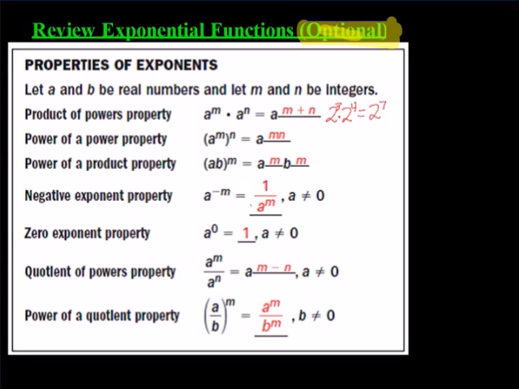Something that probably is really important in this lesson is going to be the negative exponents property. You basically switch your base to the other side of the fraction. So if it's on the top, then it's going to move to the bottom. If it's at the bottom, it moves to the top. So something like 2 to the negative 2 is going to equal 1 over 2 to the 2 power, which is equal to 1 over 4. Okay, so if it's a negative exponent, then it goes to the bottom of a fraction.